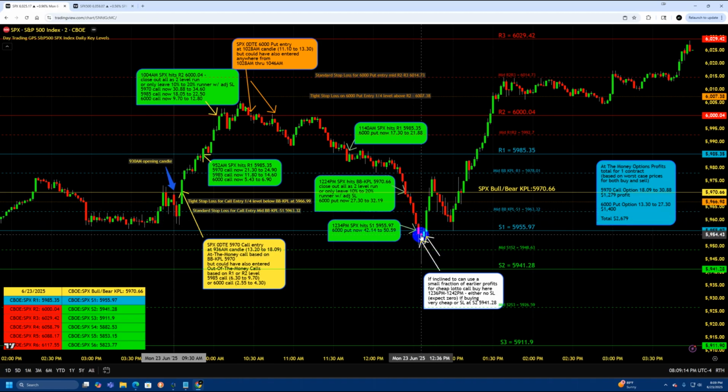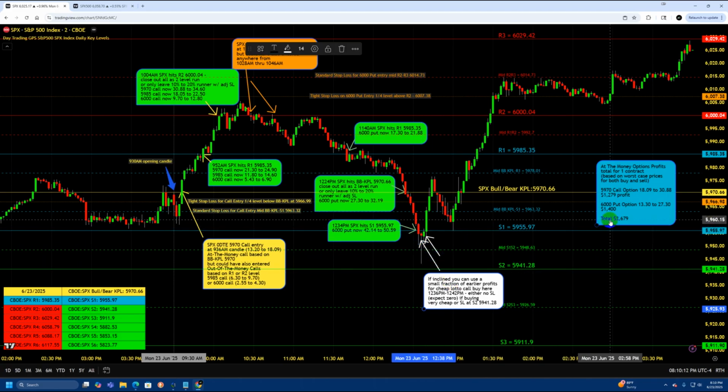Now here we have this very long tail candle. This oftentimes will be a prelude to a reversal move. In this case, on this particular session, it was. The point of this comment here was not specifically to do another play, but if inclined, you can use a small fraction of earlier profits for a cheap lotto call buy here. So this is starting at the 12:36 candle, 12:38, then the 12:40 candle, and then the 12:42 candle. Just keep that in mind when I'm showing you the Thinkorswim charts.